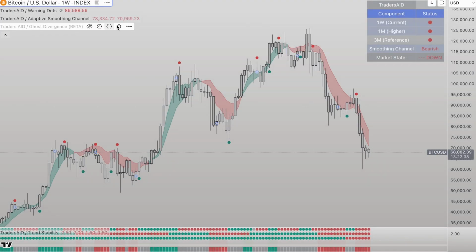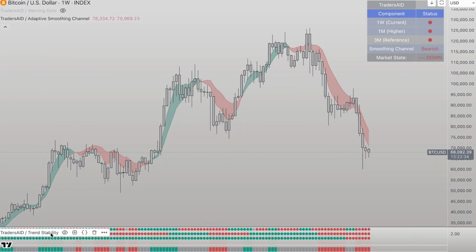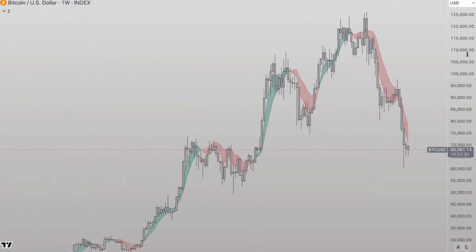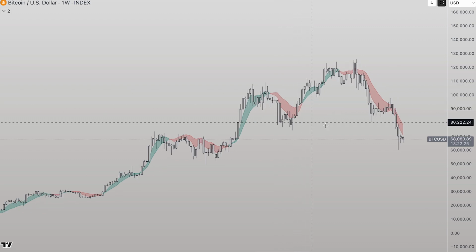It wraps around price and shows you one thing, the dominant trend direction. And the way to read it is simple. Look at the color of the channel. Green may suggest the trend is pointing up, red may suggest it's pointing down. That's your foundation before you look at anything else.